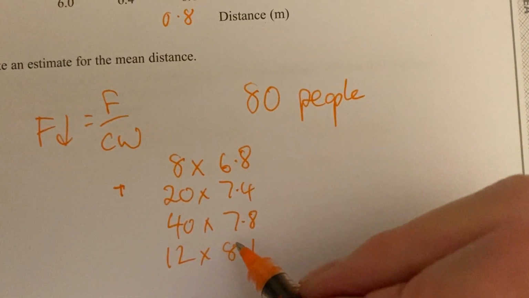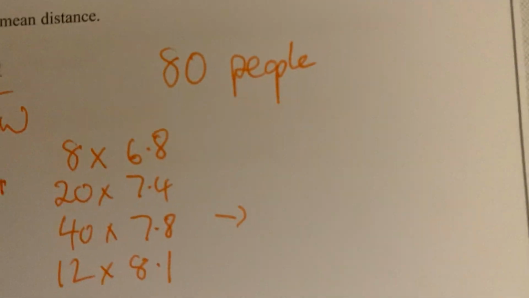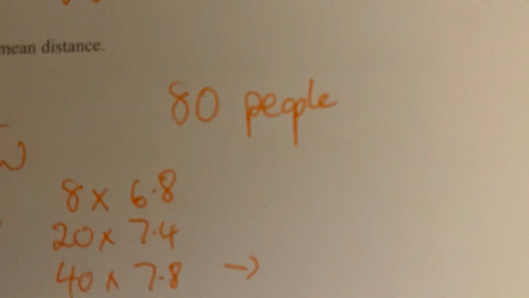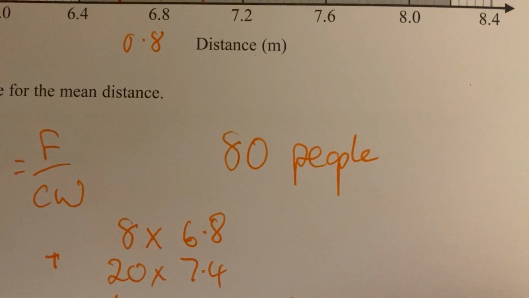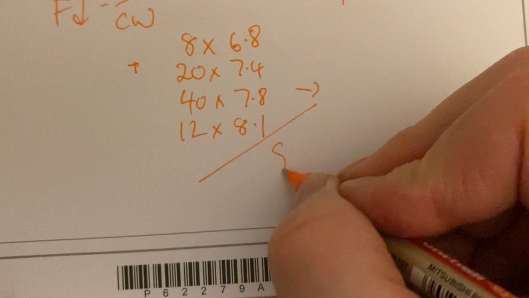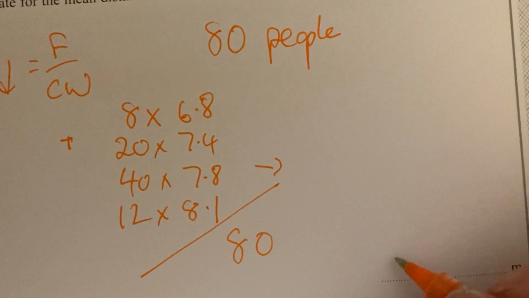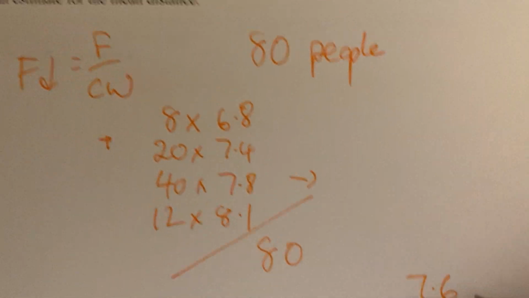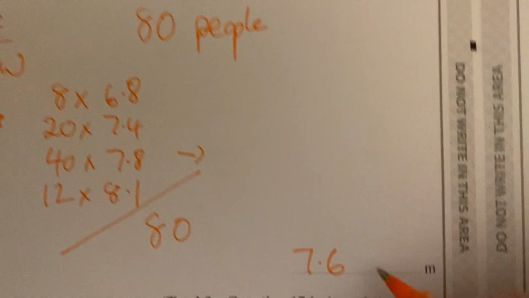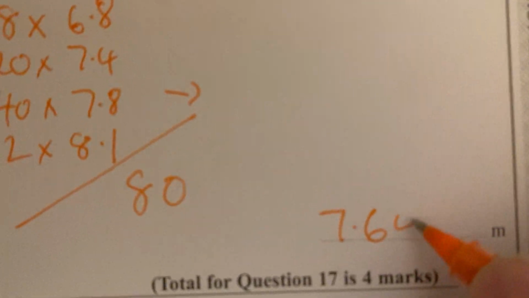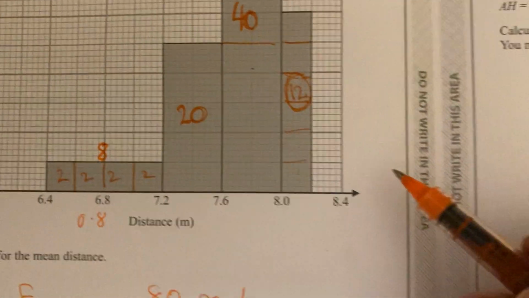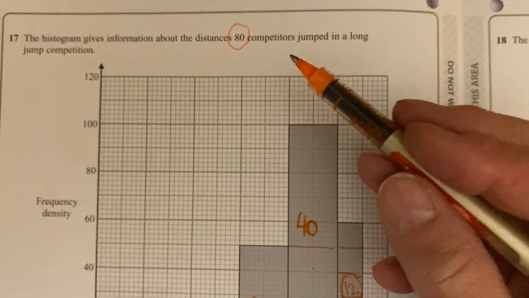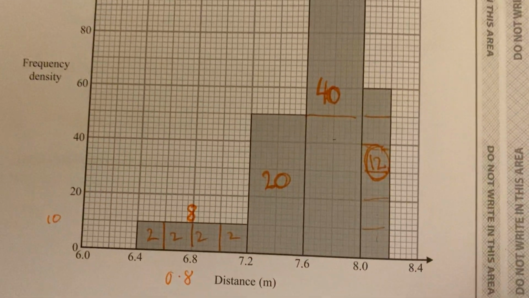Because time's against me, I will tell you that if I did all of that, I would get a sum, and then I would divide all of it by 80, and you get 7.645. And that's 4 marks. So you did need to work out these in the end. You didn't have to add them up, but the adding up made sure I was correct. That's really handy.